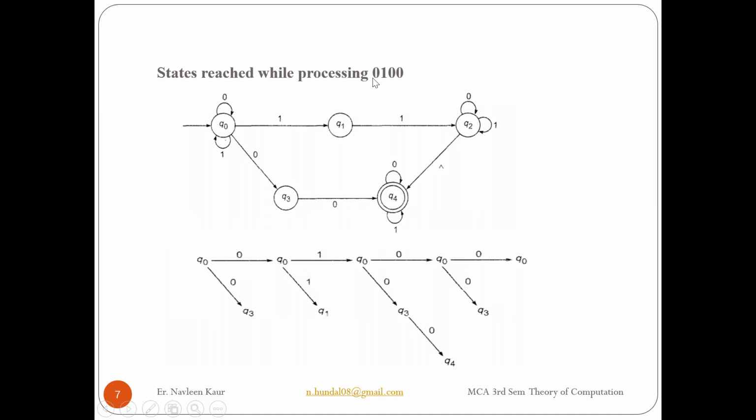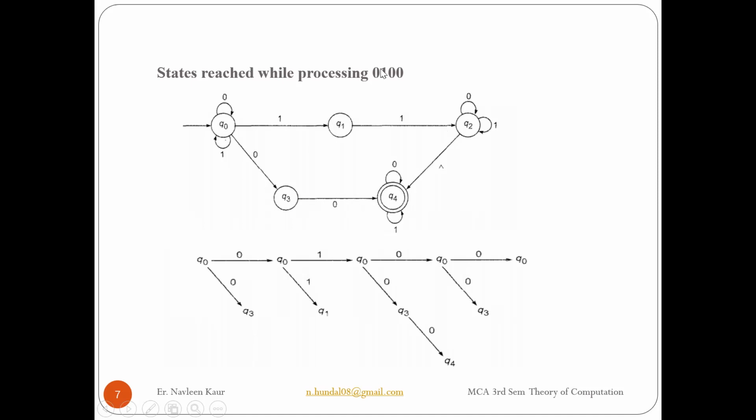Now what next do you have to process? You have to process 1. If you give 1 to q3, can you see here that q3 has no input 1, q3 has only input 0?